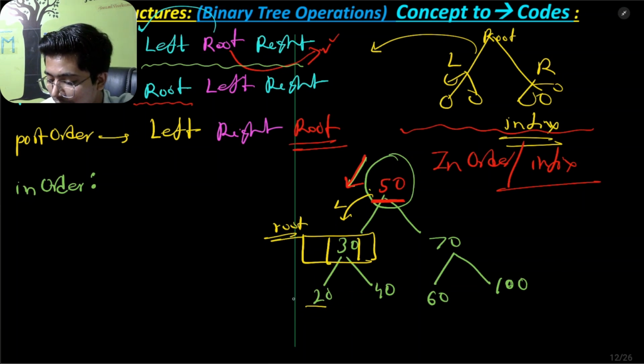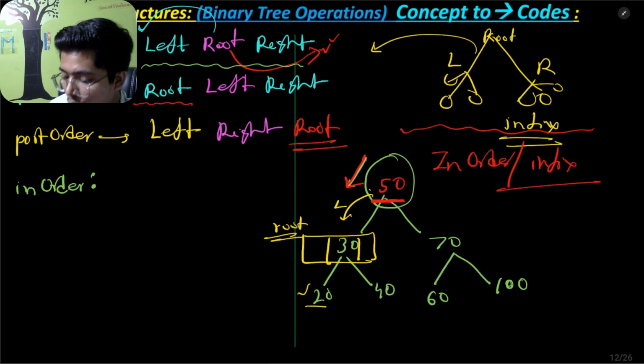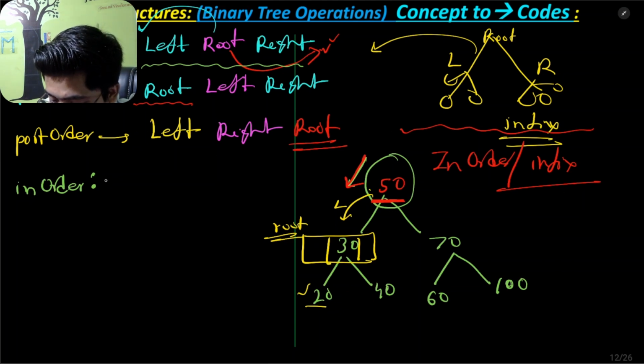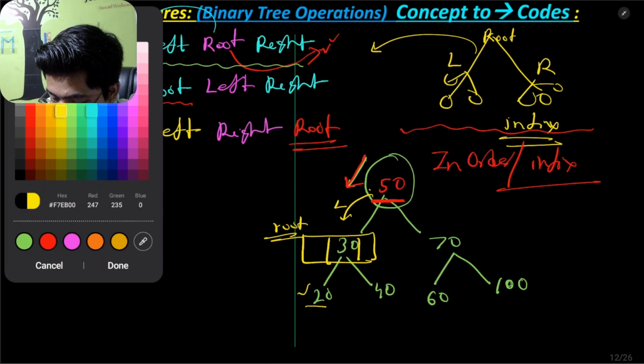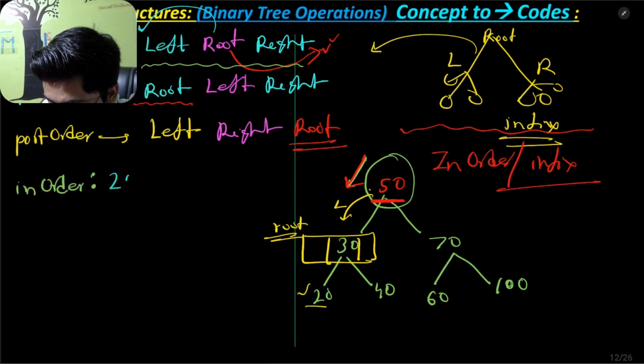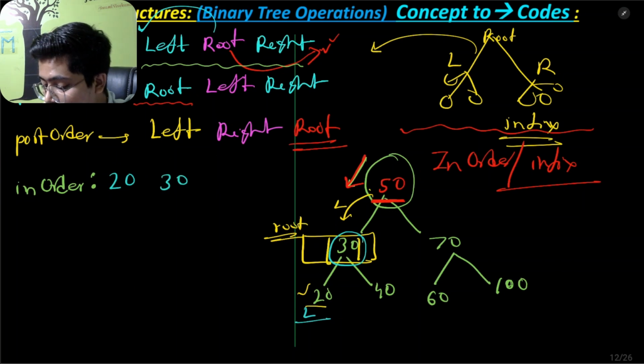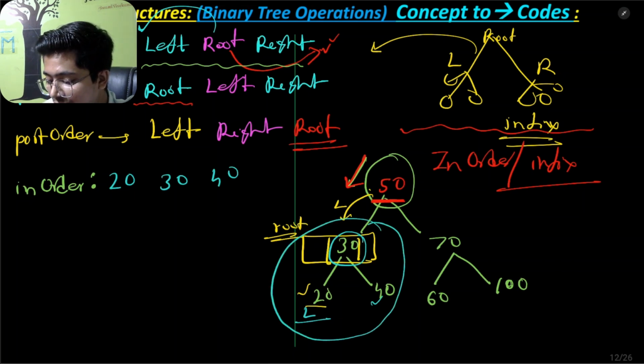So first we put this left part. The left is 20, so the in-order will start with 20. First we put 20 as left. Now we put the root 30. Now we substitute 20, 30, and then we keep this 40, the right section. So now we are done with this tree. This tree is called the left tree, and we are done with the left tree.